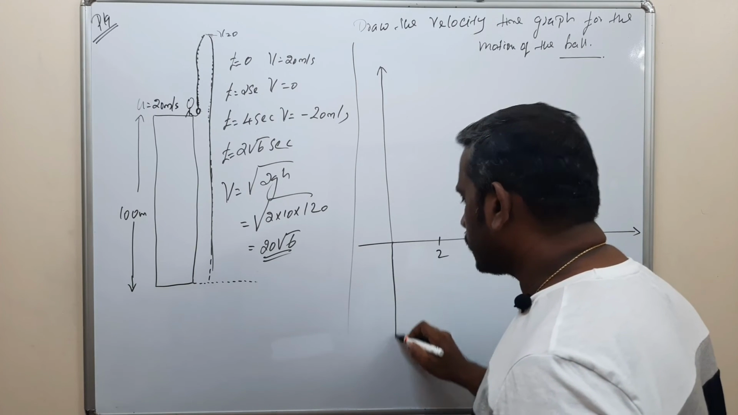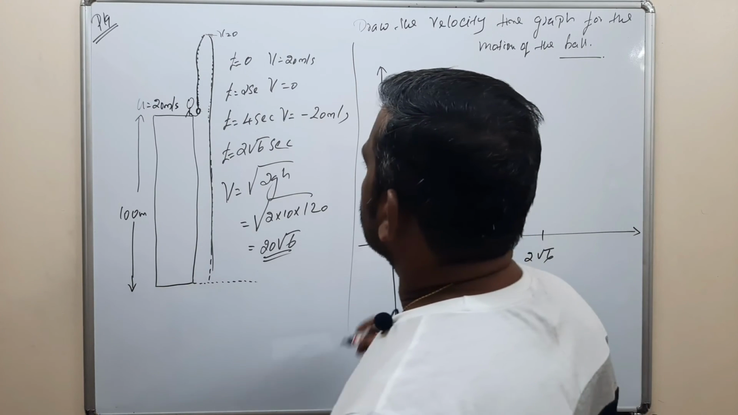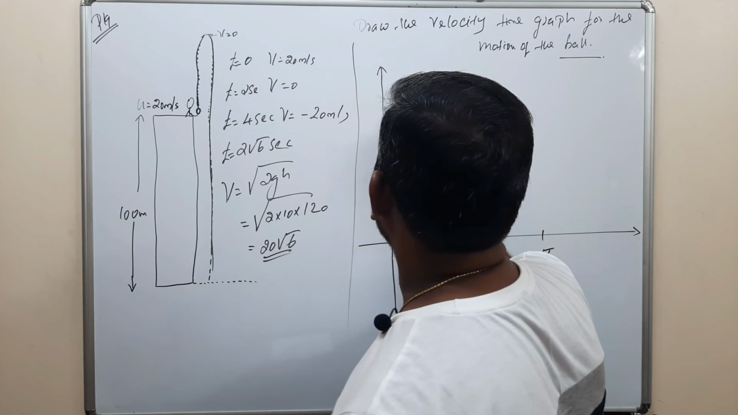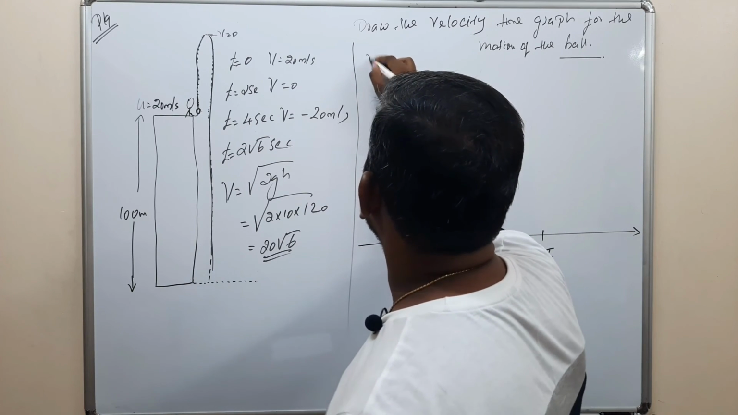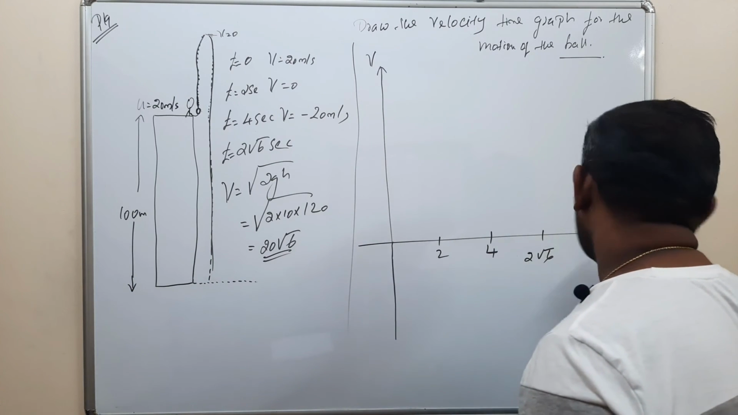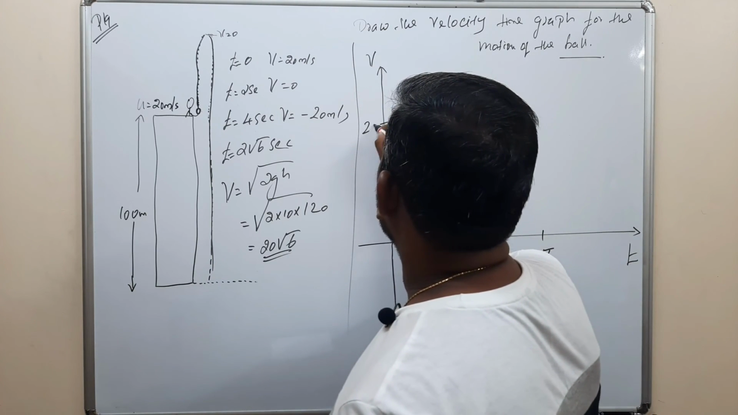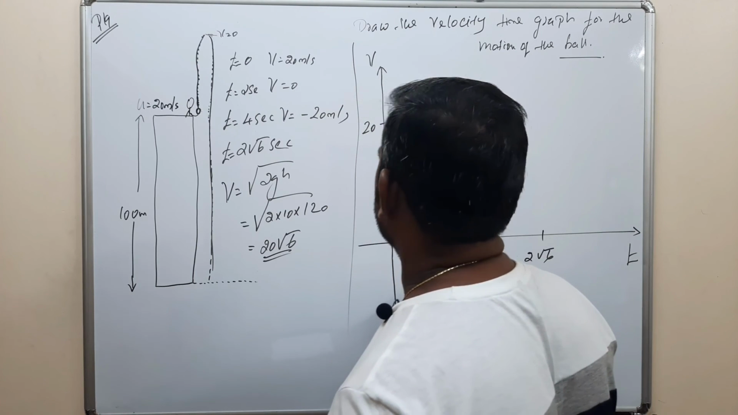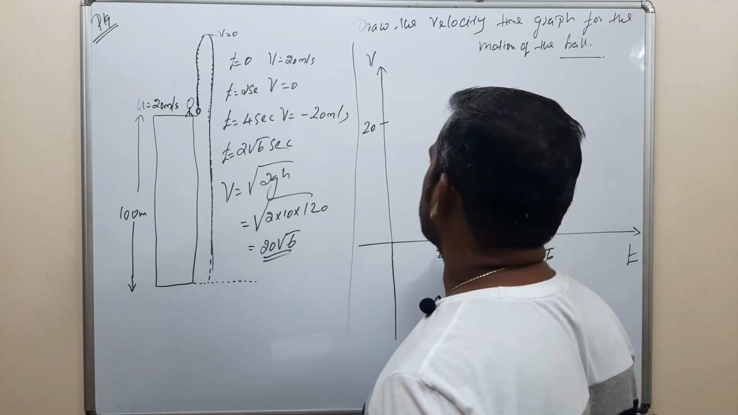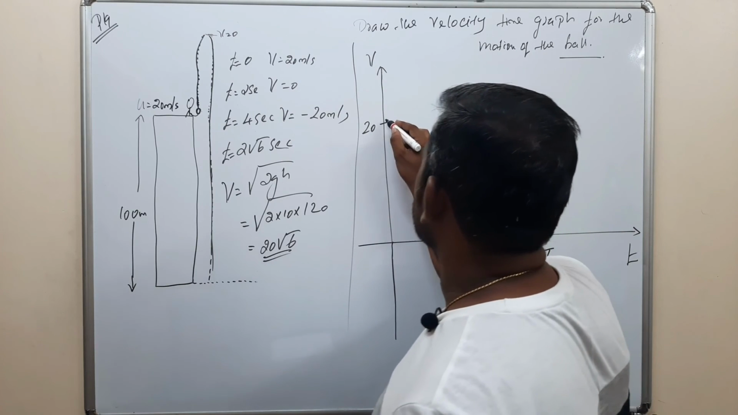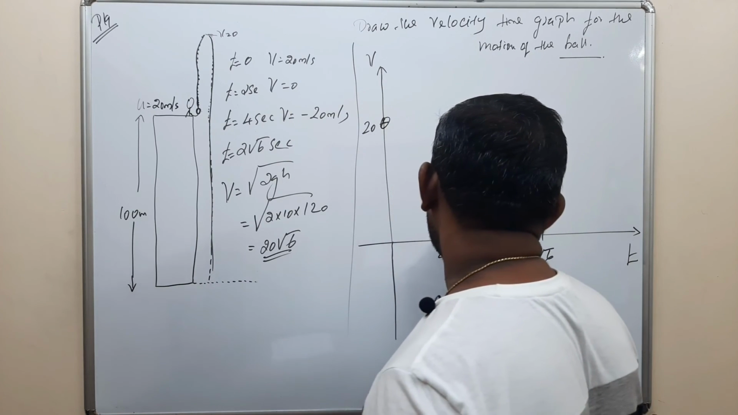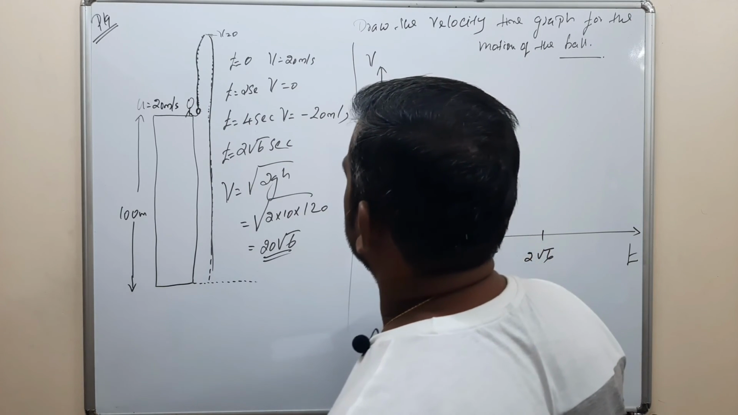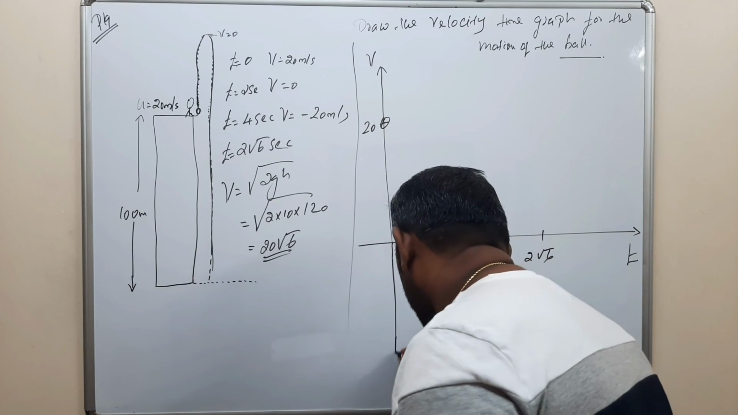At time t is equal to 0, the velocity is 20 meter per second. That is the velocity time graph. At t is equal to 2 seconds, velocity is equal to 0. At t is equal to 4 seconds, that is minus 20.